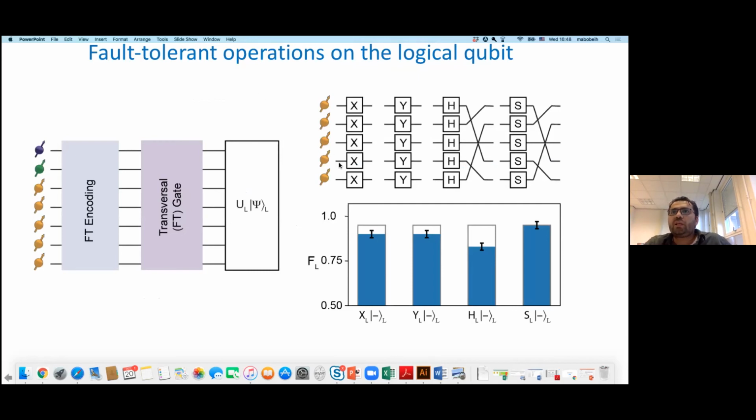So the logical X is performed by applying 5 single qubit pi pulses along the X direction. Same for logical Y. A logical Hadamard or a logical S, the phase gate, can be applied by applying 5 Hadamard gates and doing qubit permutations. So these permutations are fault tolerant because in this case, we realize them by relabeling the qubits rather than by physically applying swap gates.